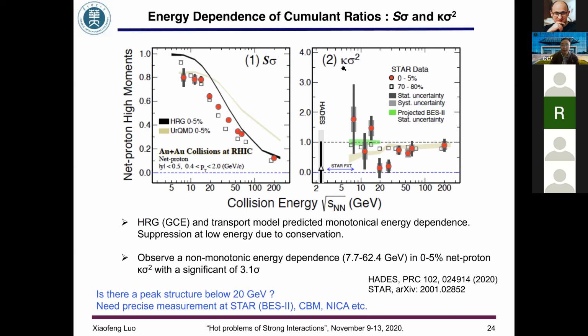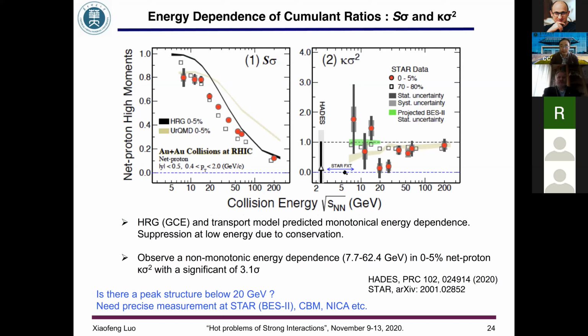So the right hand side shows the so-called fourth order fluctuation of the net proton number. And as I discussed with you, you can see that in central Au+Au collisions, we see a clear trend of first decrease. And below 20 GeV, we see an increasing trend, although the error bars are still large. At 2.4 GeV, there is a point which is the HADES result from the HADES collaboration. One important thing is whether we can find a peak structure below 20 GeV. So it is very crucial that we perform a very precise measurement below 20 GeV.